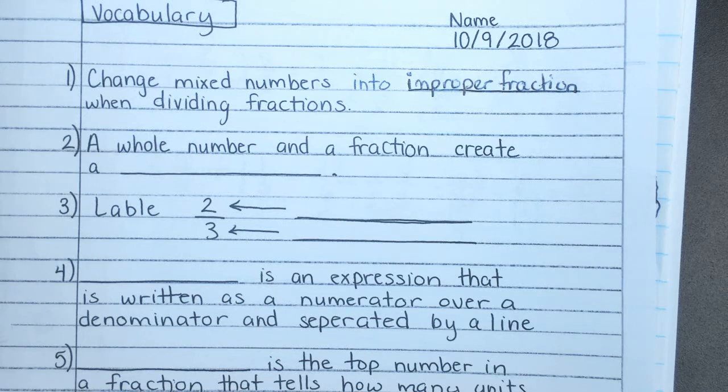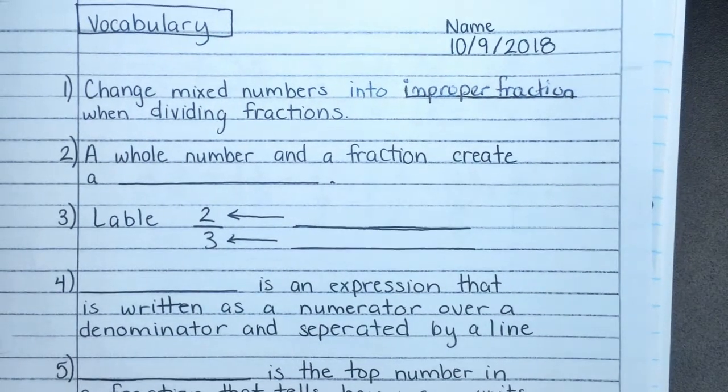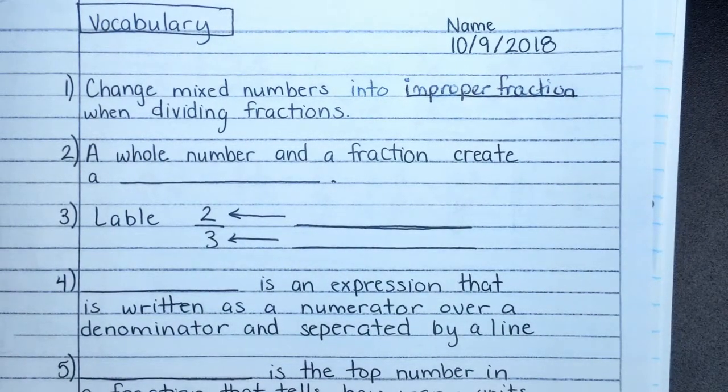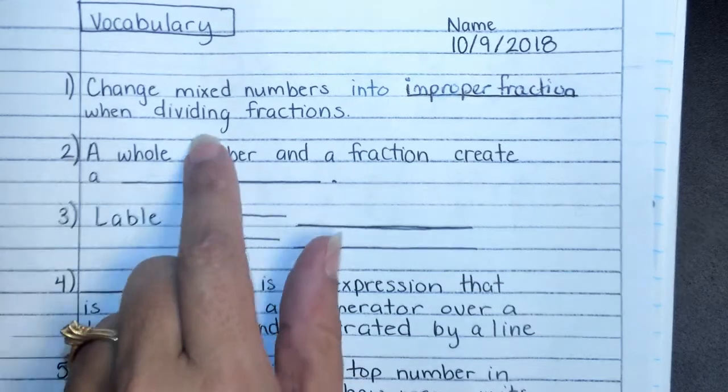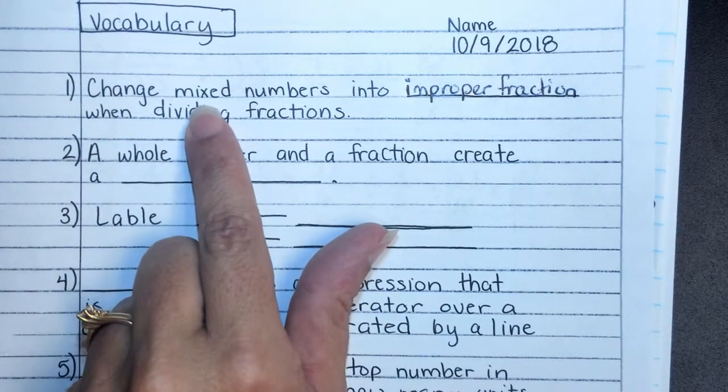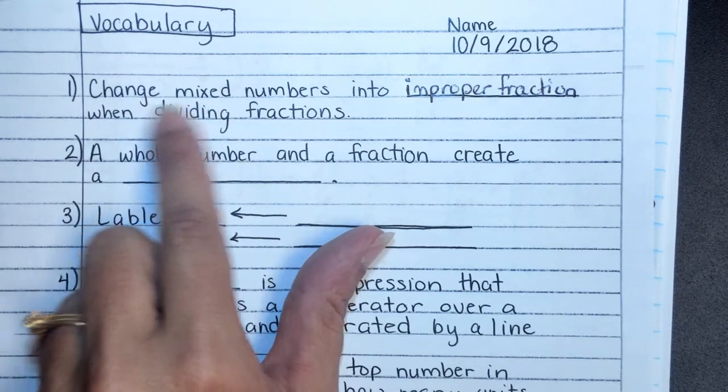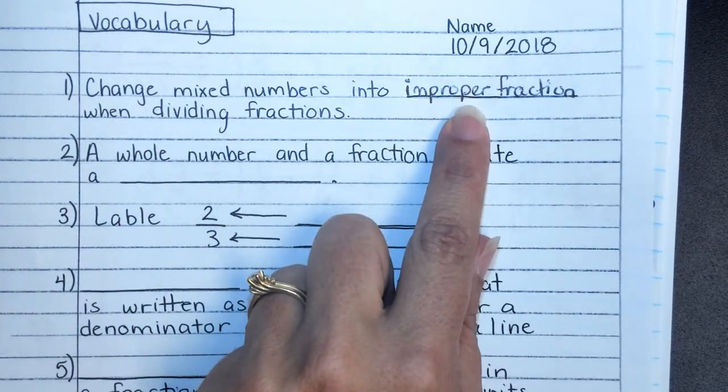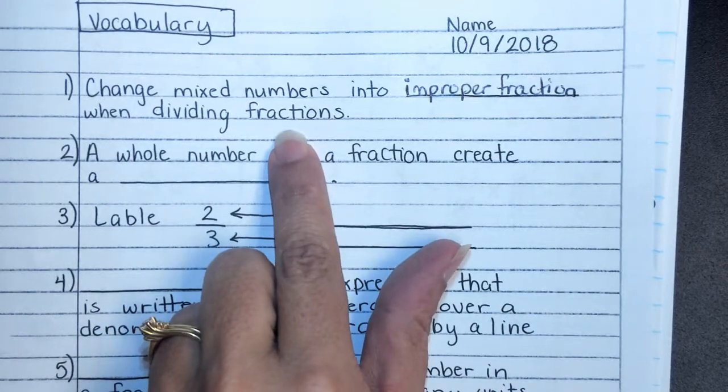So today is October the 9th. We've spent the first 5-10 minutes cleaning out binders today. They can clean out everything out of their binder, and this should be the fresh first piece of paper in there. Thank you. We had just started, and we filled in this first one with change mixed numbers into improper fractions when dividing fractions.